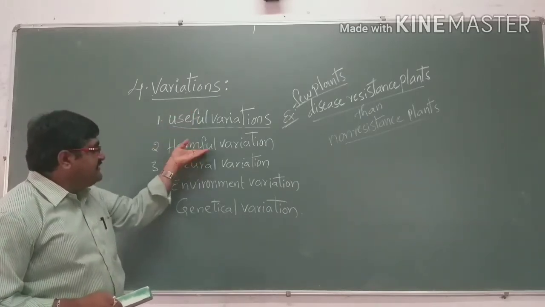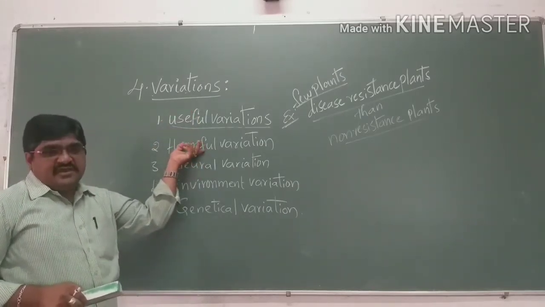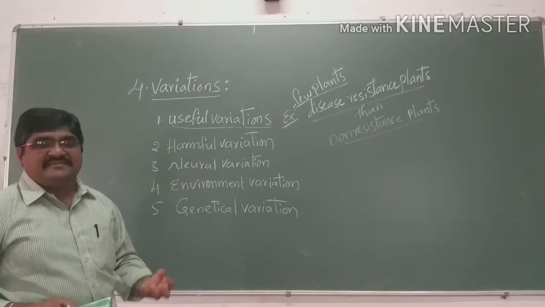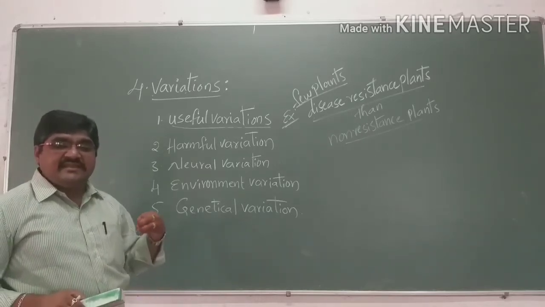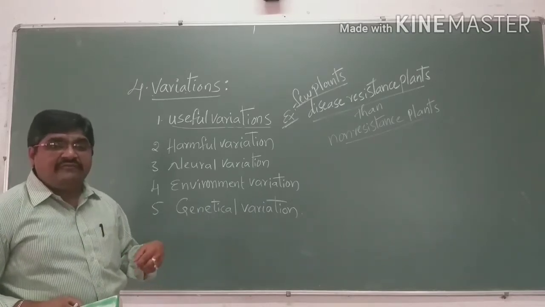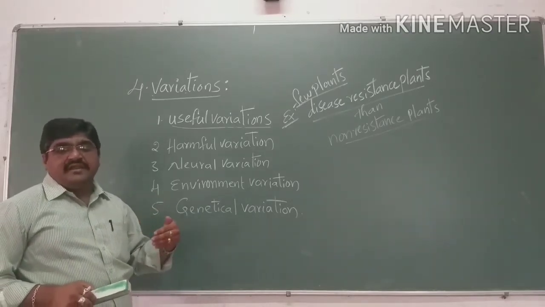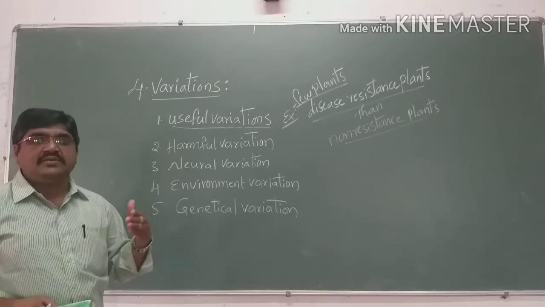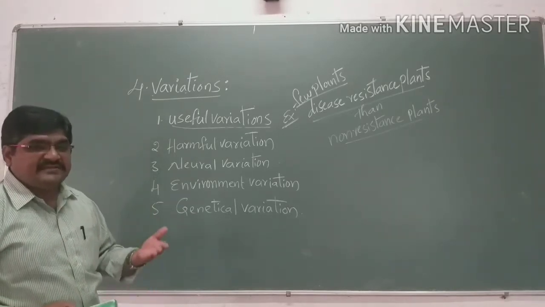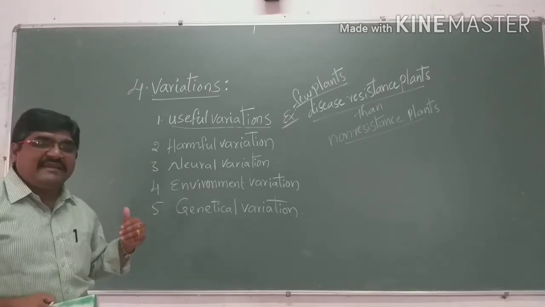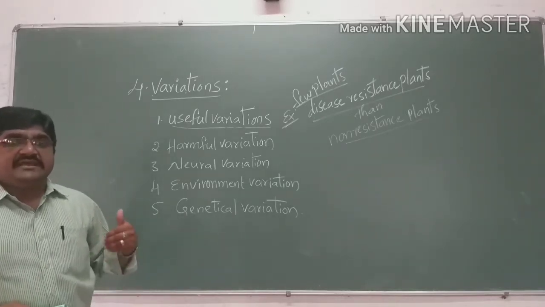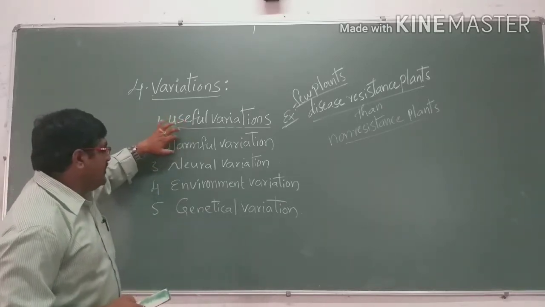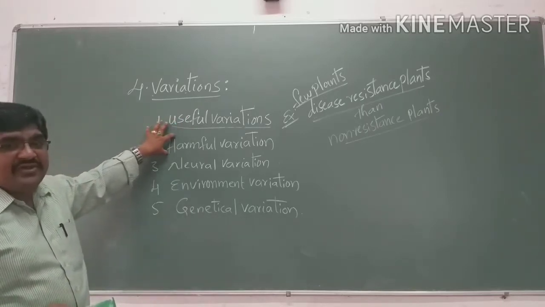Next, coming to the second one, harmful variations. Harmful variation means these are the characters where fewer adaptive characters are present. These less adaptive characters in the organism are helpful for decreasing their number in nature. Due to the less adaptive character, their number gradually decreases and they are eventually deleted from nature. Such types of variations are called harmful variations.